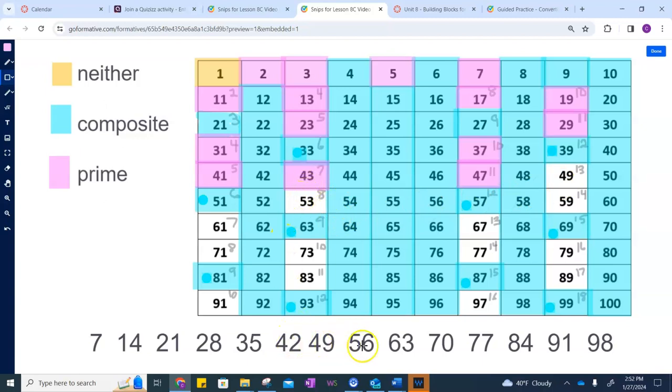So I'm at 49. The next one is 56, so I can shade all those that run up to 56 that are still white and pink. That would be 53. Then it jumps from 56 to 63. So 59 is not going to be composite, neither is 61. Then I'm at 63 here, and I'm going to jump to 70. So 63 to 70. Anything in between 63 and 70 should be shaded pink. It's prime. So I'm at 70 to 77.